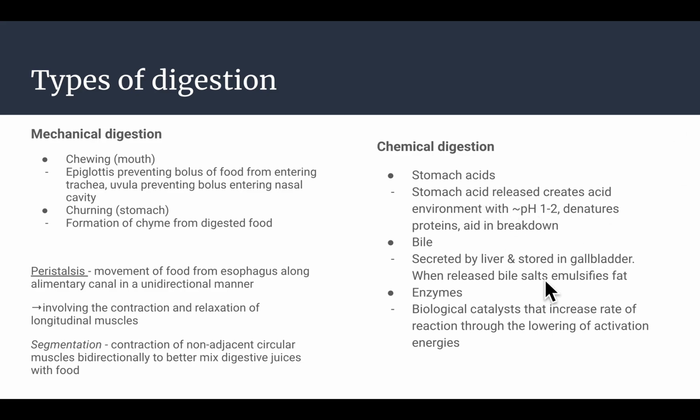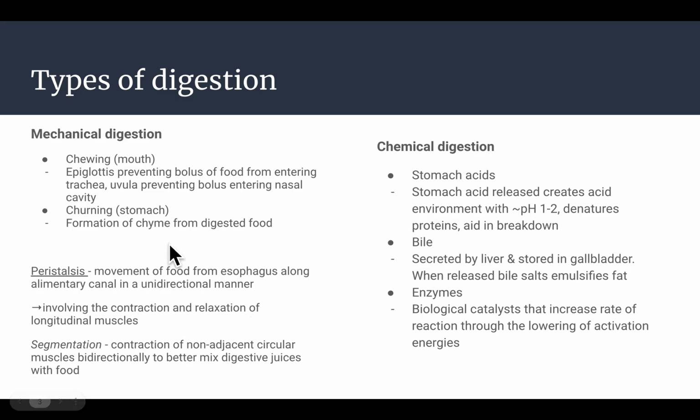Bile emulsifies fats into smaller droplets, and that increases the surface area for the enzymes to act on subsequently. And the stomach acids denature the proteins, which aids in protein digestion.